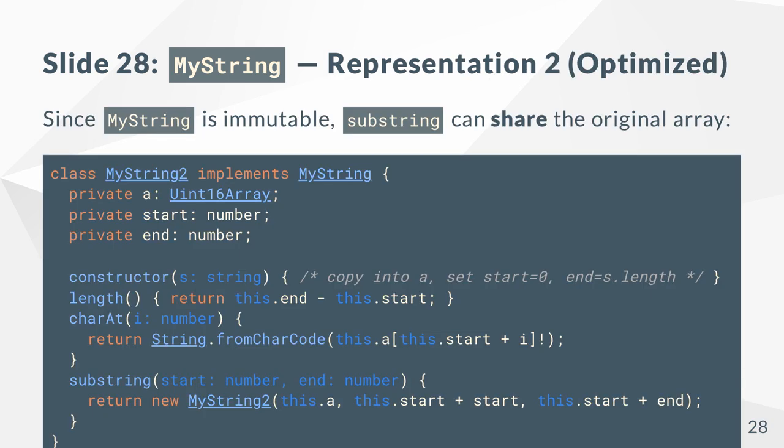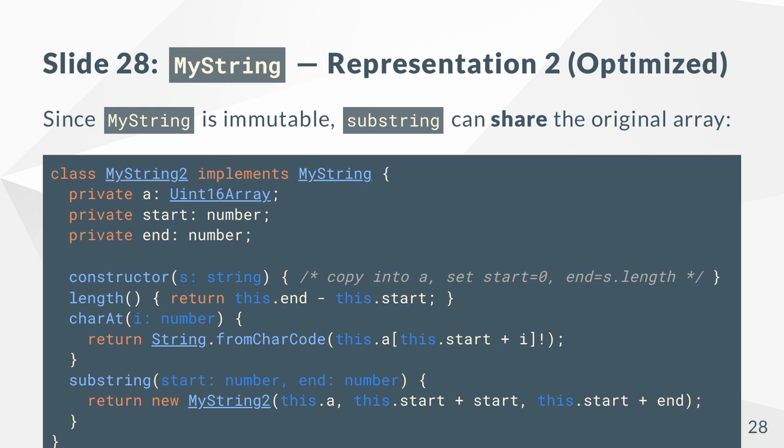Here is the second implementation, myString2. It is an optimized version that avoids the copying problem. This time, the representation has 3 private fields: the same Uint16 array called a, plus 2 numbers called start and end. The insight is this: since myString is immutable, the array will never be modified after creation, so multiple myString objects can safely share the same underlying array. The start and end fields define a window into that shared array. The substring from start inclusive to end exclusive is what this myString object represents.